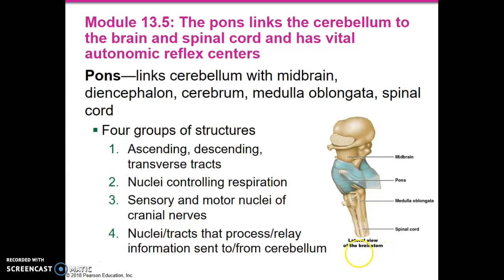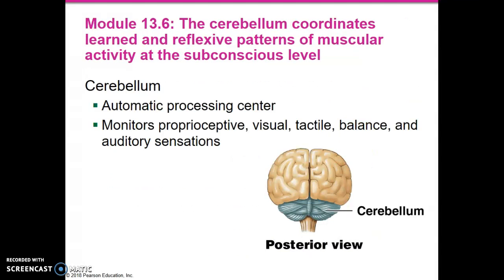The pons links the cerebellum to the brainstem and spinal cord, and also has autonomic reflex centers. There are ascending and descending tracts, as with the medulla oblongata. There's some control of respiration. The cerebellum coordinates muscular activity, whether it's learned activity or reflexes, and this is all done subconsciously. It's like the automatic processing center.